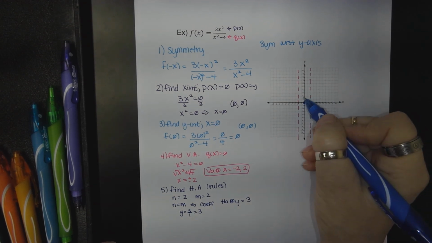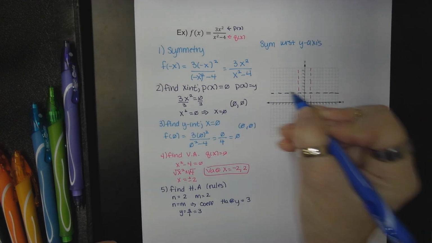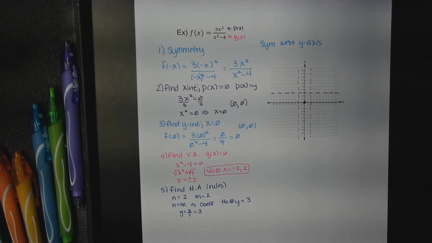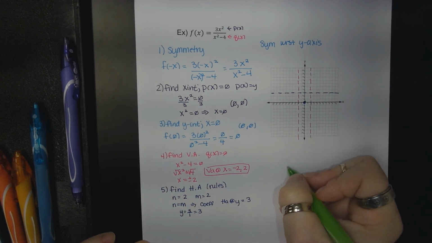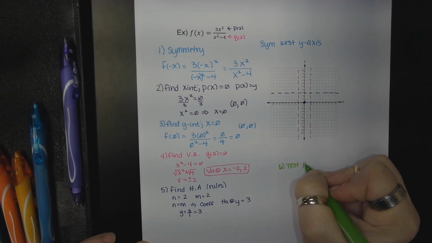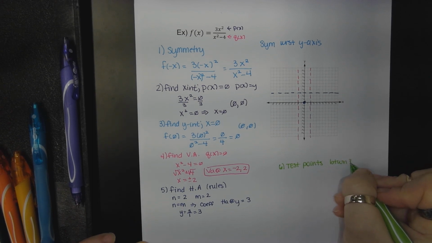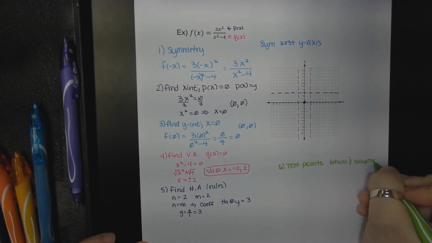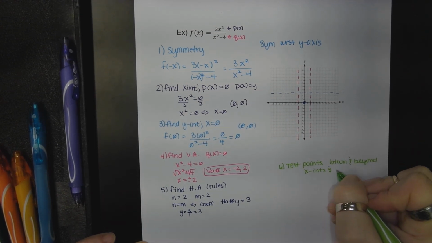Okay? So we're just going to go up here 1, 2, 3, make our dashed line across. There we go. So now all we have to do is our test points and we'll be finished. So I'm going to do those up here so we can see them better. So remember, they're between, beyond, intercepts, and what? VAs.